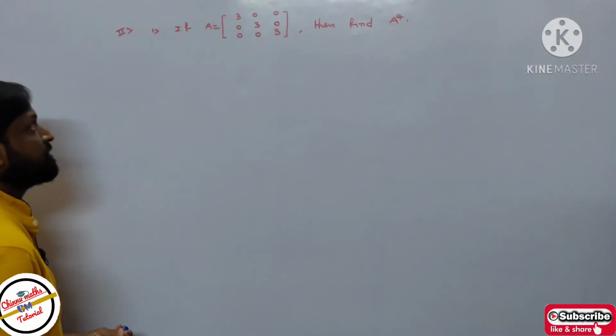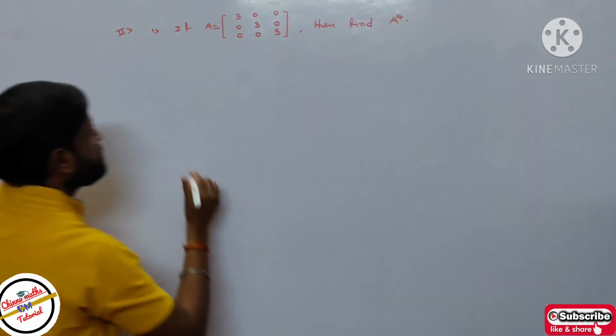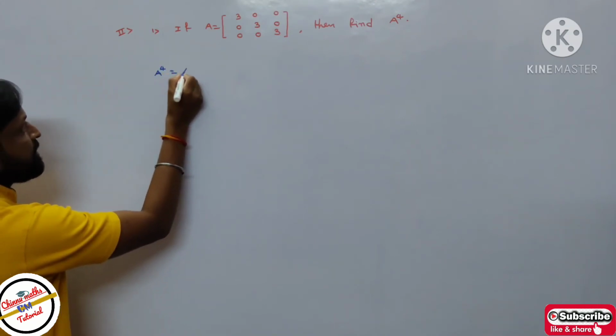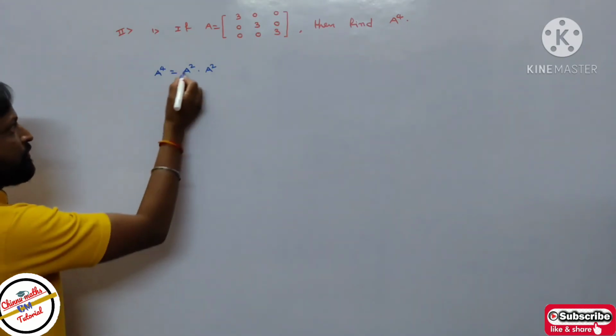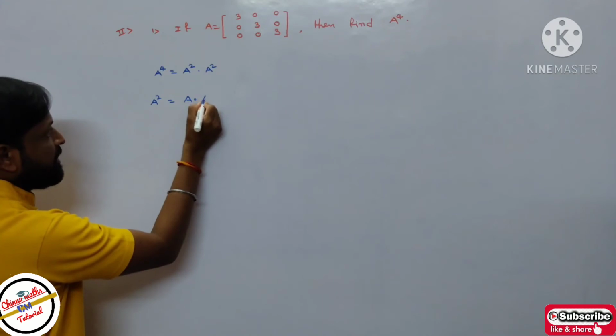Second section, first question. Given one matrix A, find A power of 4. So A power of 4 can be written as A square into A square. First find the A square value. A square can be written as A into A.